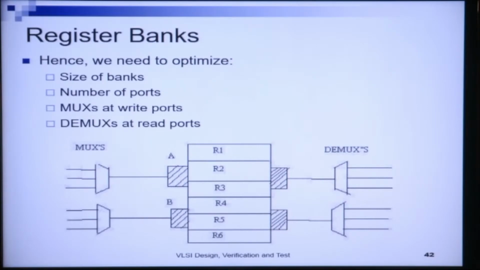Hence we need to optimize size of banks, number of ports, muxes at write ports and demuxes at read ports. I have port A for reading and writing and port B for another reading and writing. So I have two ports, A and B. So I have muxes, circuit points float their outputs on the muxes, and the mux chooses one of the circuit points and places it on the write port of A, and from A I can choose any one of these registers. Similarly, the demux will read from the read port and choose any one of the circuit points.